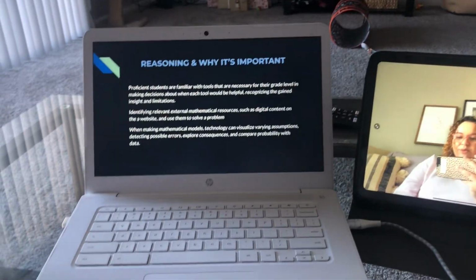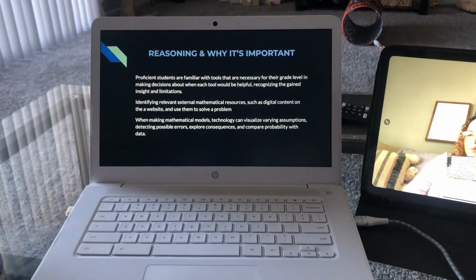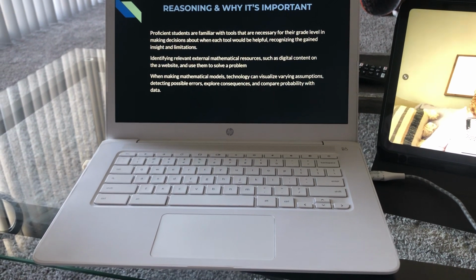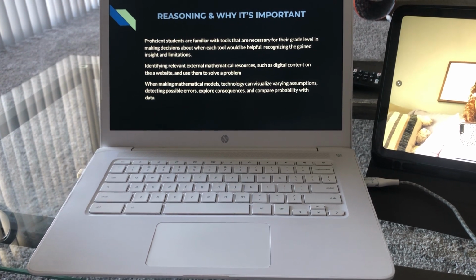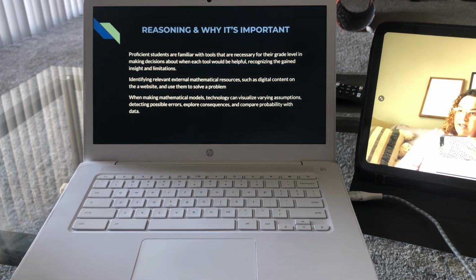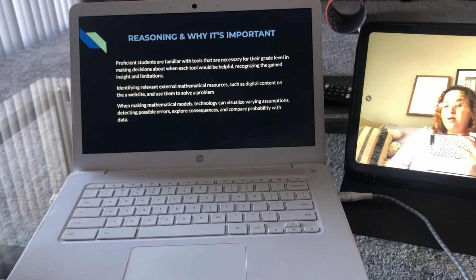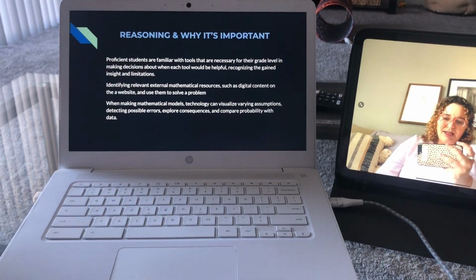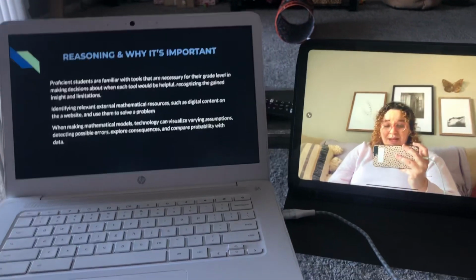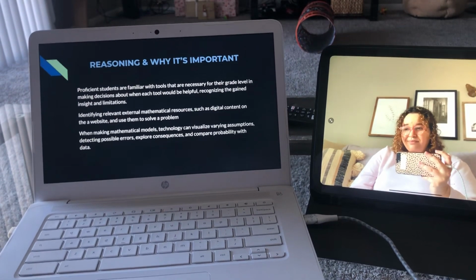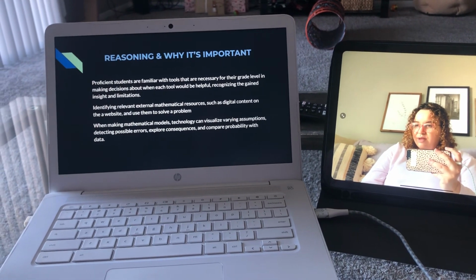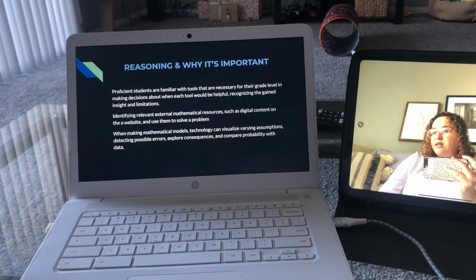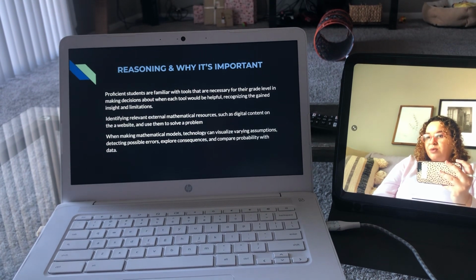I also found the reasoning and why it's important. Proficient students are familiar with tools that are necessary for their grade level, making decisions about when each tool would be helpful, recognizing the gained insight and limitations. What I believe that means is a process of elimination. If one tool doesn't work, then maybe another one would. It also means identifying relevant external mathematical resources, such as digital content on a website, and using them to solve a problem.